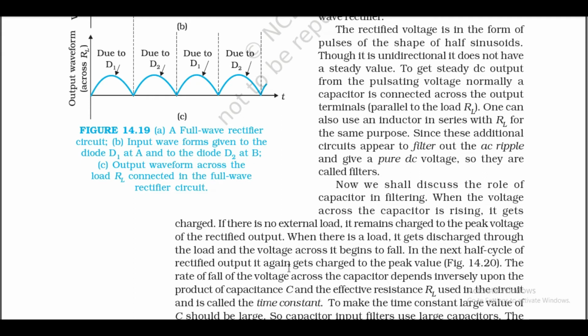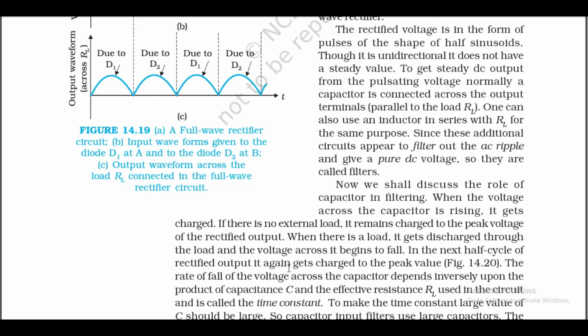When the voltage across the capacitor is rising, it gets charged. If there is no external load, it remains charged to the peak voltage of the rectified output. When there is a load, it gets discharged through the load and the voltage across it begins to fall. In the next half cycle of the rectified output, it again gets charged to the peak value.